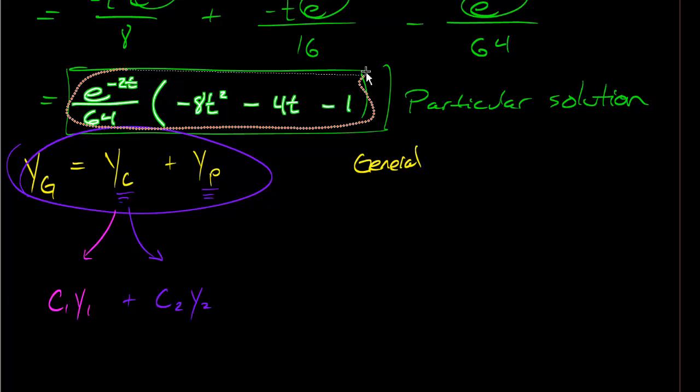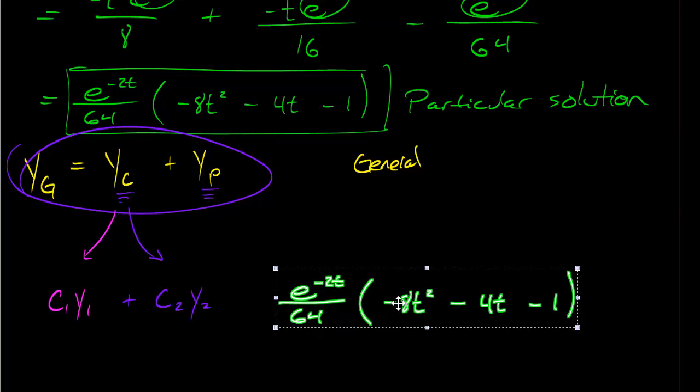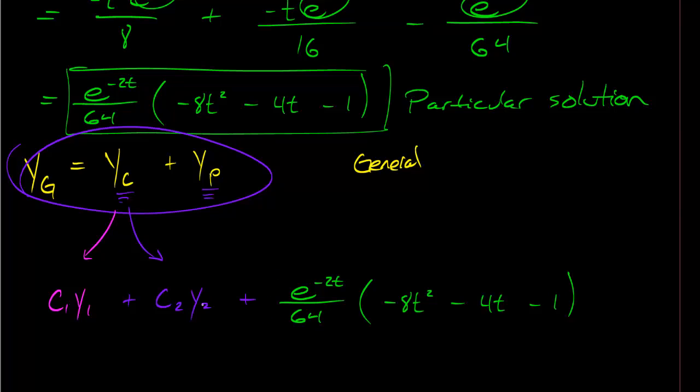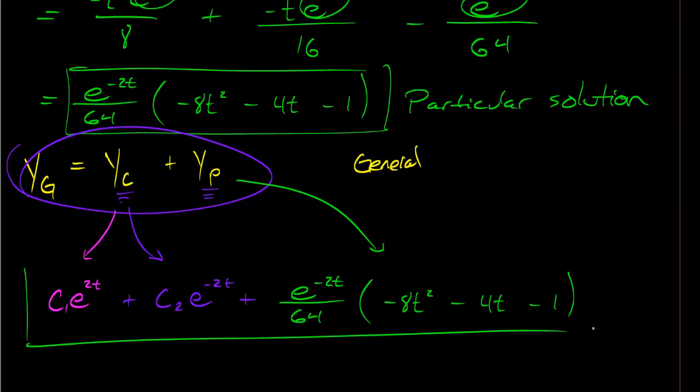Actually, let's copy. And we can even replace y1 and y2 with what we know them to be. We know y1 is e to the 2t. We know y2 is e to the negative 2t. And so there we have it. Y sub p is this stuff here. Our general solution to the differential equation is right there.